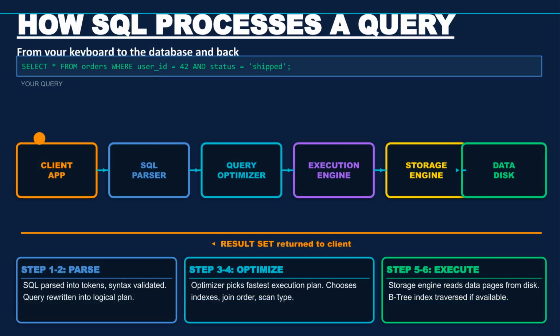When processing a query, SQL goes through several steps. The query is parsed and validated, then the optimizer picks the fastest execution plan. Finally, the execution engine interacts with the storage engine to retrieve data from disk, often using indexes.